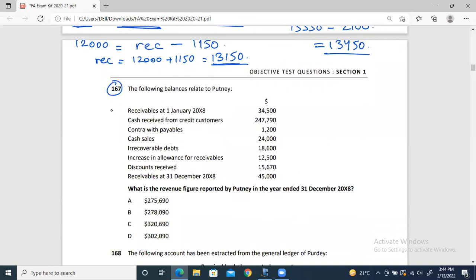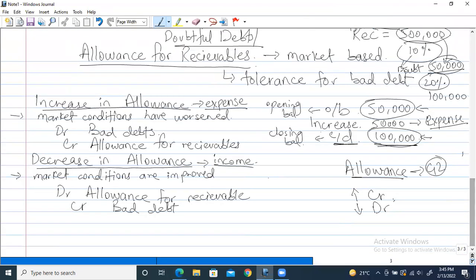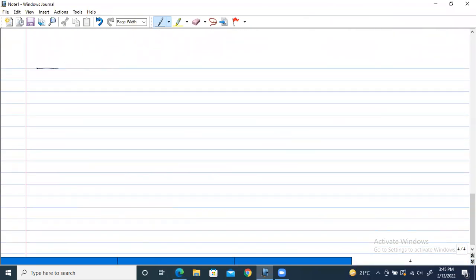All right, now let's do the 167 next question. This is a very similar one, but a very simple one. So what is the revenue figure? We need to find the sales figure reported by Putney in the year ended 31st December 2018. So these all are the transactions. What we need to do is, again, the missing figure is sales, the credit sales. So we need to first write all the figures in the receivables account and find the figure over here. So let us make a receivables account.